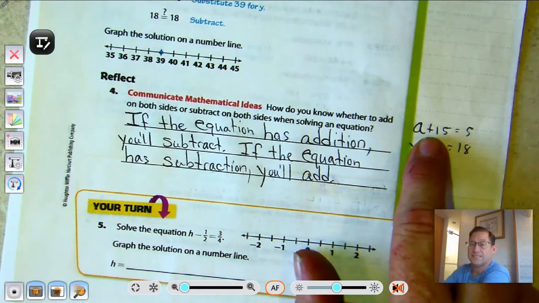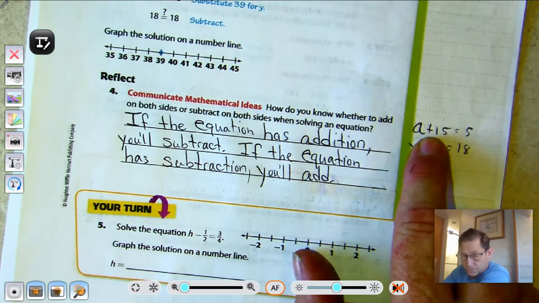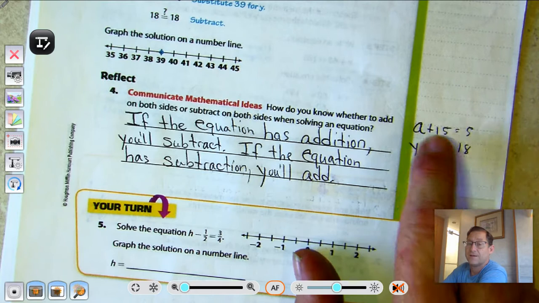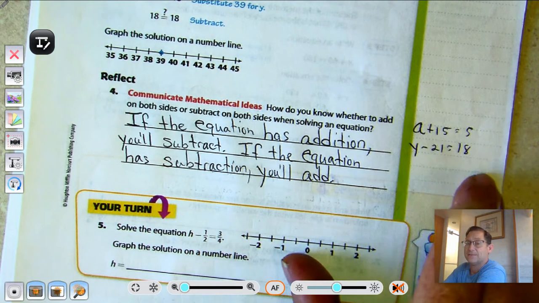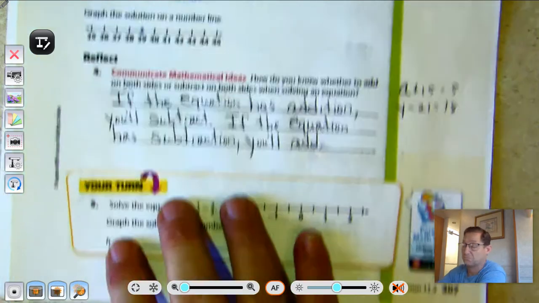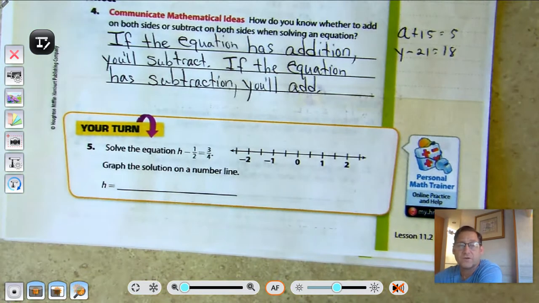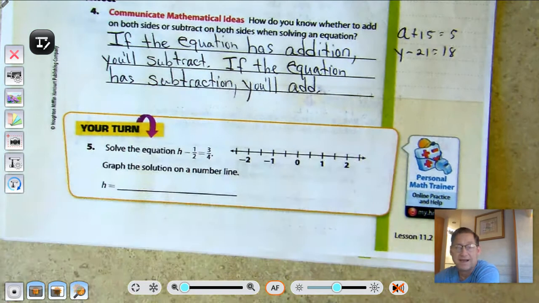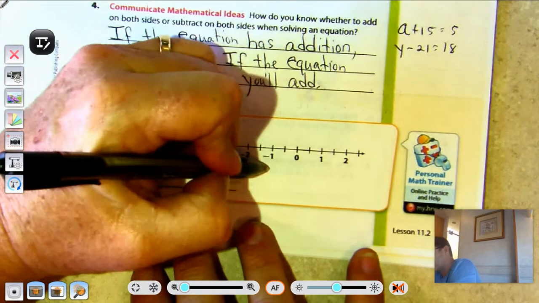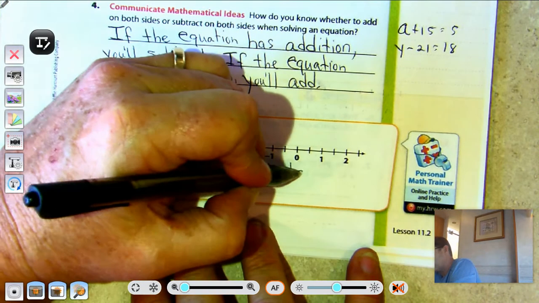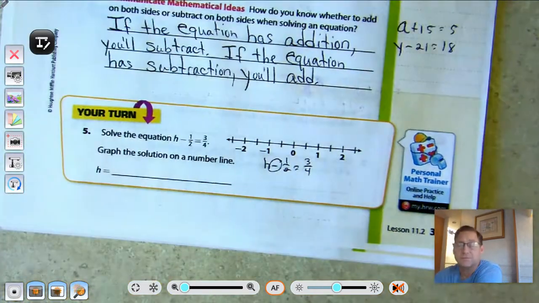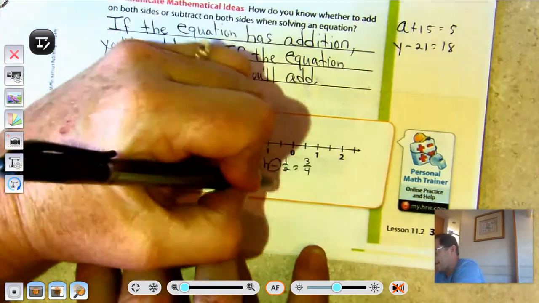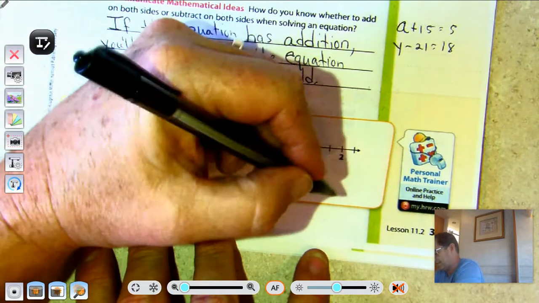Well, this equation has addition, so to solve it, we have to subtract. This equation has subtraction, so to solve it, we have to add to both sides. Okay. All right, so solve the equation h minus a half equals 3/4. Well, I'm subtracting from the variable, so I'm going to add 1/2 to both sides.